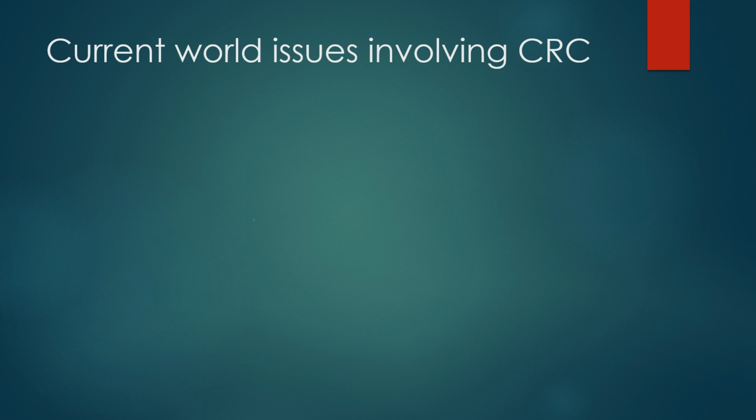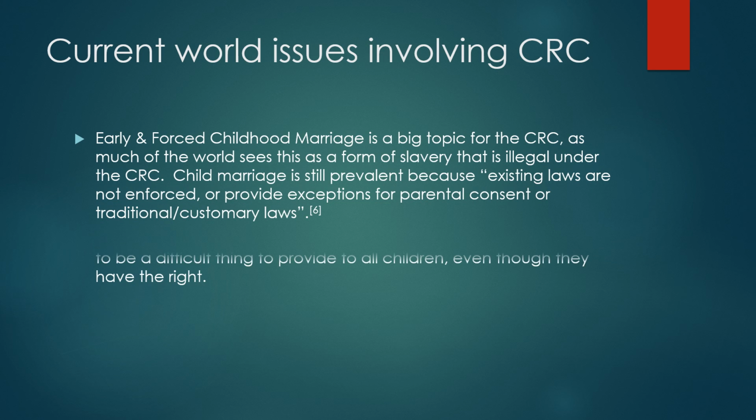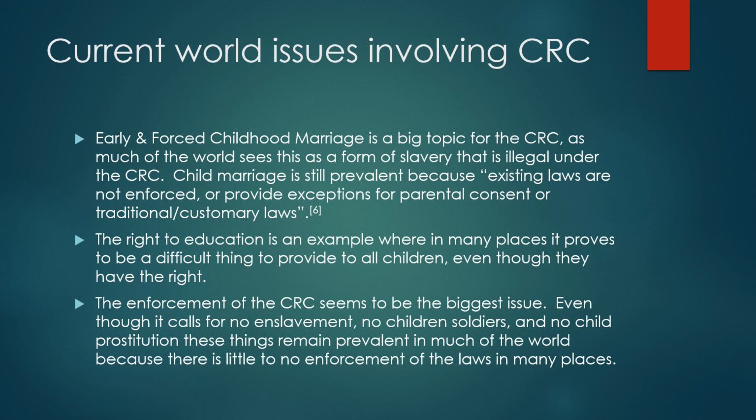Current world issues involving the CRC. Early and forced childhood marriage is a big topic for the CRC, as much of the world sees this as a form of slavery that is illegal under the CRC. Child marriage is still prevalent because existing laws are not enforced or provide exceptions for parental consent or traditional or customary laws. The right to education is an example where in many places, such as developing countries, it proves to be a difficult thing to provide to all children, even though they have the right under the CRC.